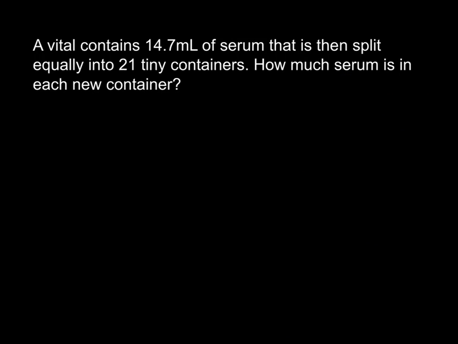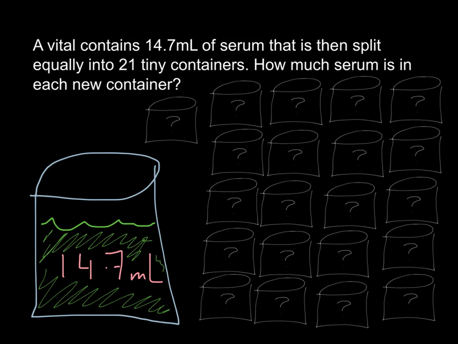A vial contains 14 7/10 of a milliliter of serum that is then split into 21 tiny containers. How much serum is in each new container? Again, start by drawing a picture. My picture looks like this. I have a larger container that starts with 14 7/10 of a milliliter of the serum. I then have 21 smaller containers that this is going to go into all of those.